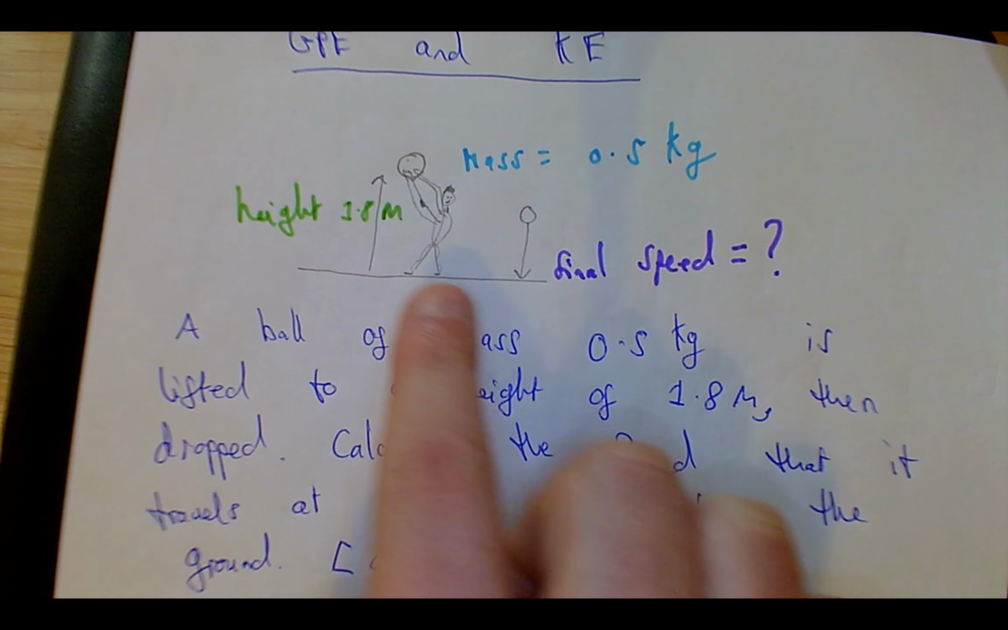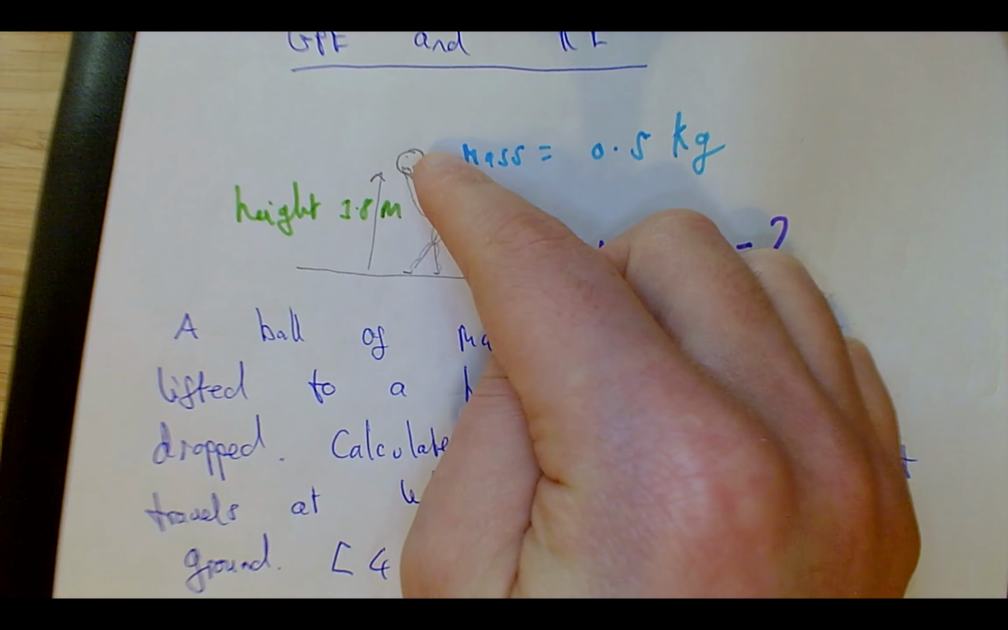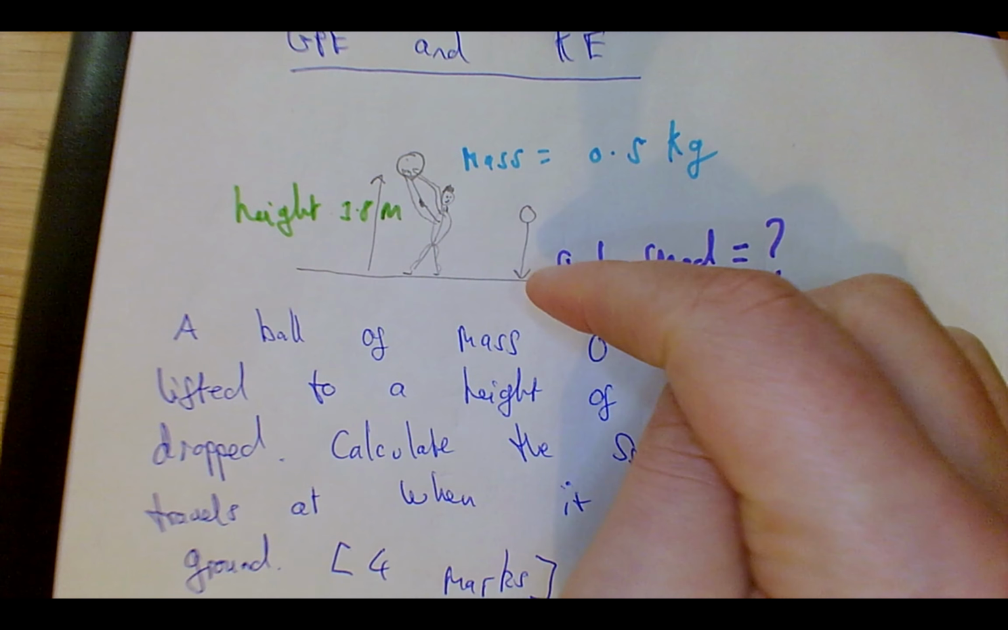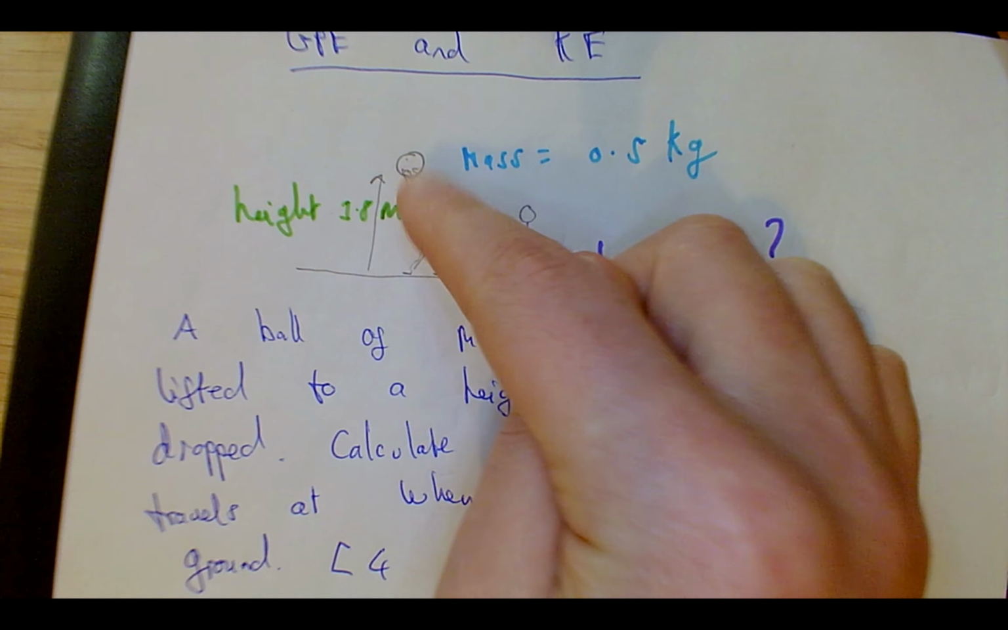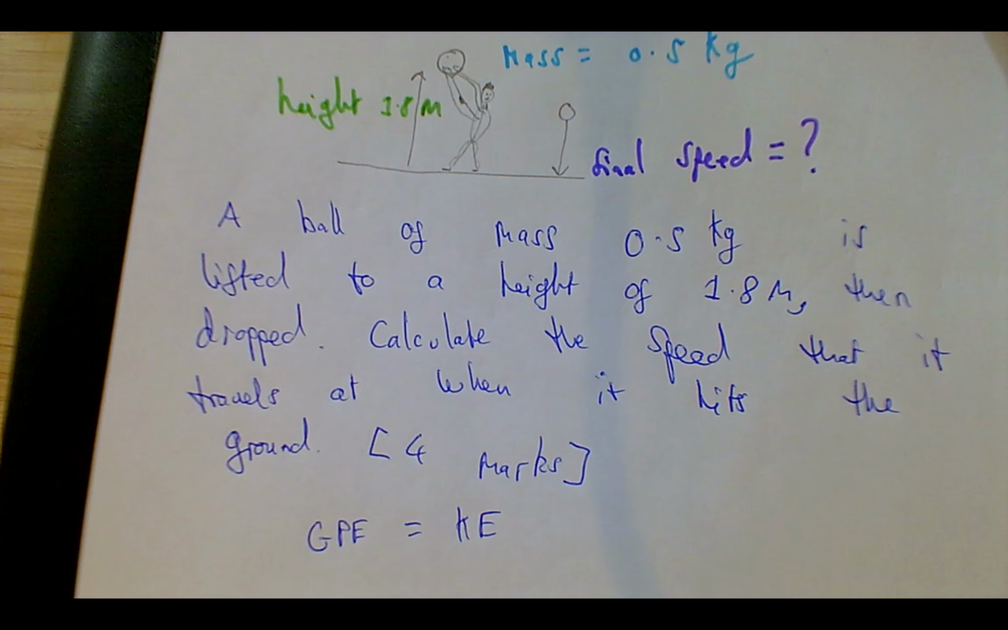And then it's dropped. Okay, so what it's asking us to calculate is the speed that it travels when it hits the ground. This is quite a tricky question, and therefore it's definitely going to be around 4 marks. The first thing we have to do, before we get onto equations, is realise that assuming all the energy gets converted into KE when it hits the ground, our GPE stored is going to equal our kinetic energy at the end.